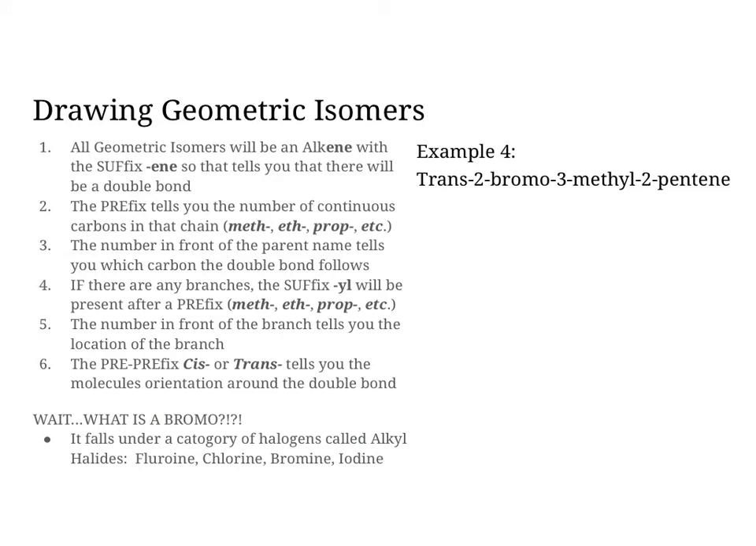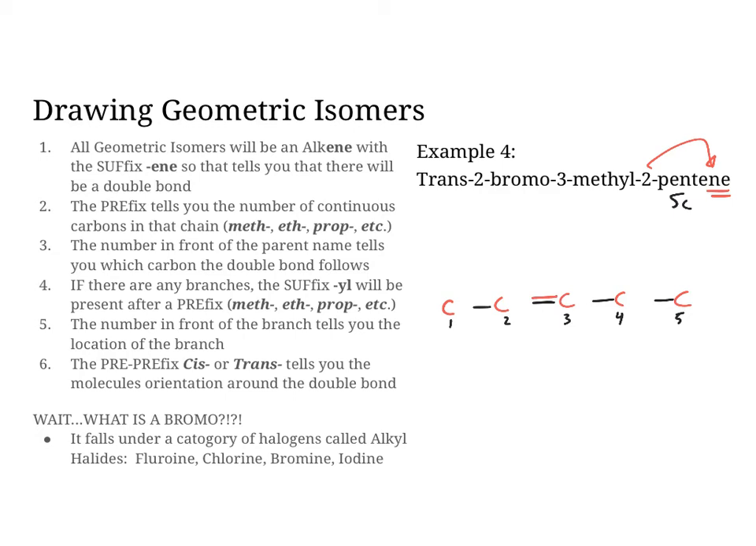Now we're going to do the trans version, just so you can see it. And again, the ENE tells me it's a double bond. Pent tells me they are 5 carbons long, and the 2 tells me the location of the double bond. So we'll start with that. 1, 2, 3, 4, 5. And then I'm going to single bond everything together. And then I'm going to number 1, 2, 3, 4, 5. And then I'm going to add my double bond after the second carbon.